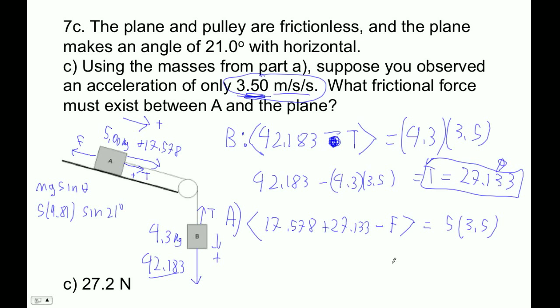Okay, so where does that leave us? So 17.578 plus 27.133 is 44.7109, minus F equals 5 times 3.5, right? So therefore F is equal to 44.7109 minus 5 times 3.5, so 27.2.